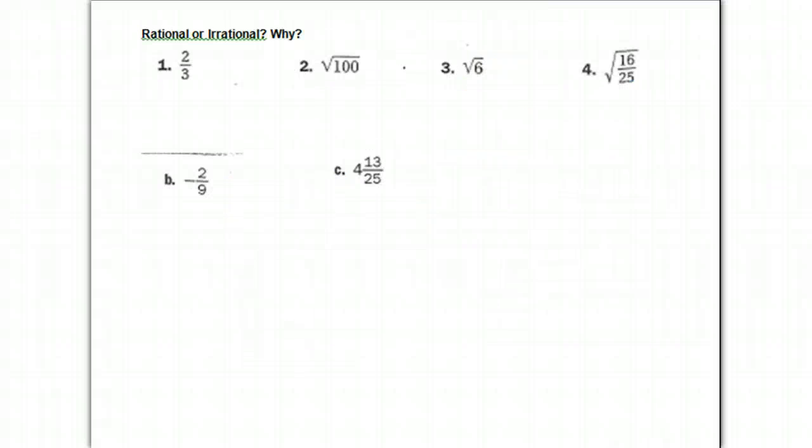Okay, so we'll talk about irrational and rational and say why. So first one, we're looking at a fraction. If it's a fraction already, it's rational. So we can say that this one is rational, and it's a fraction already.